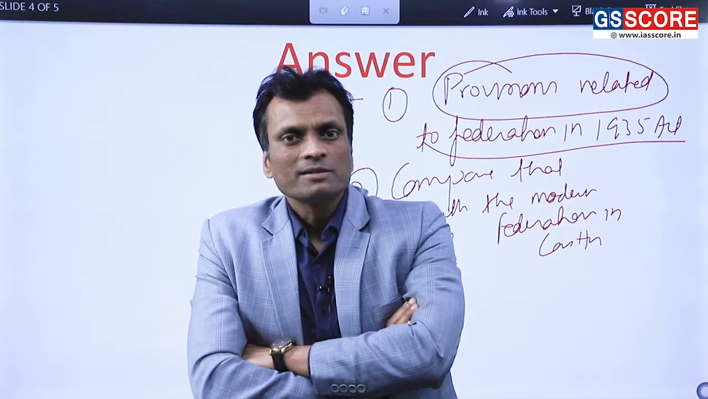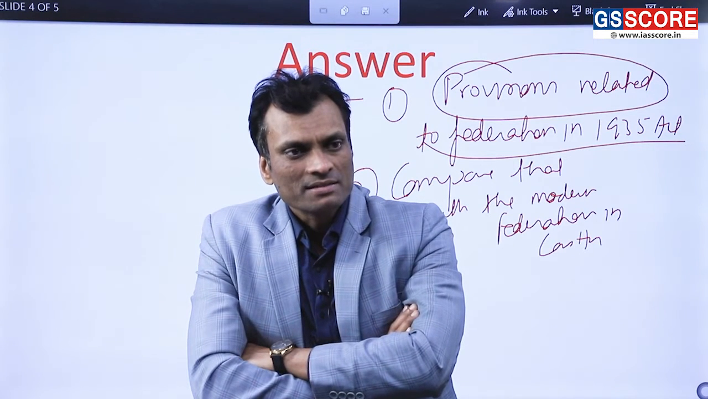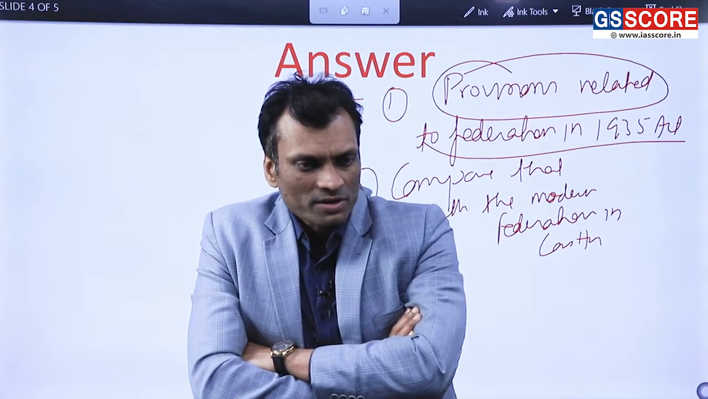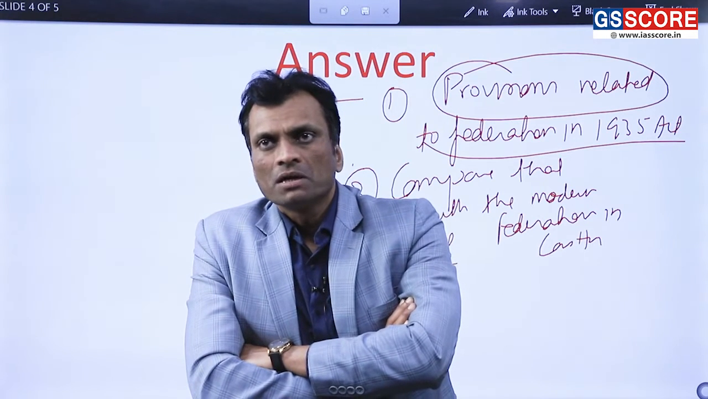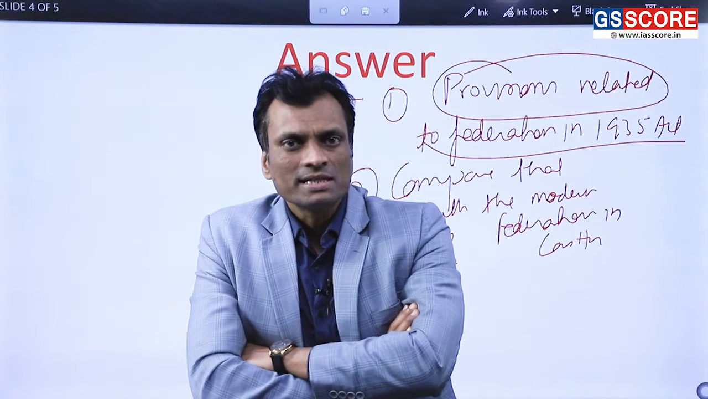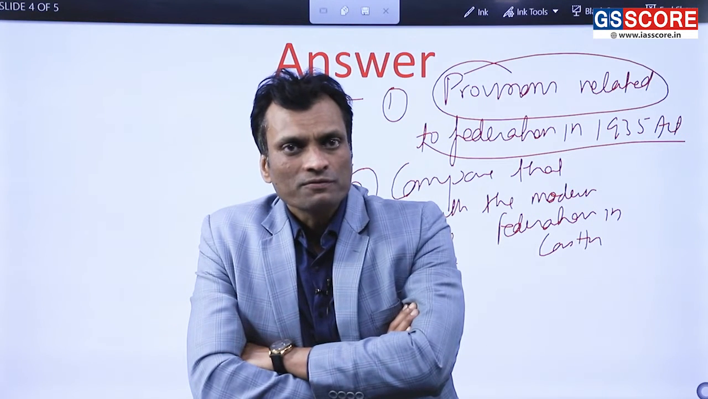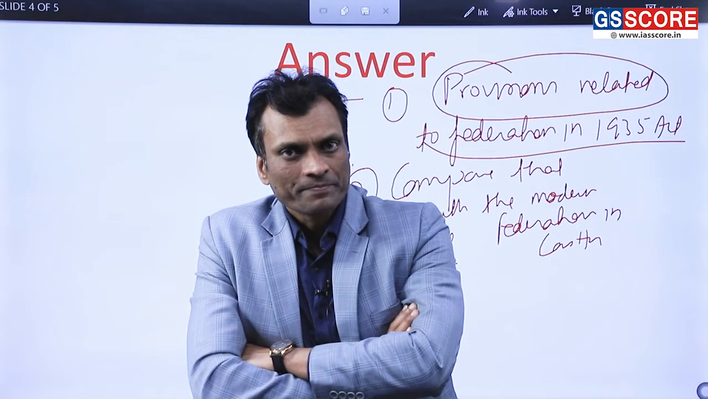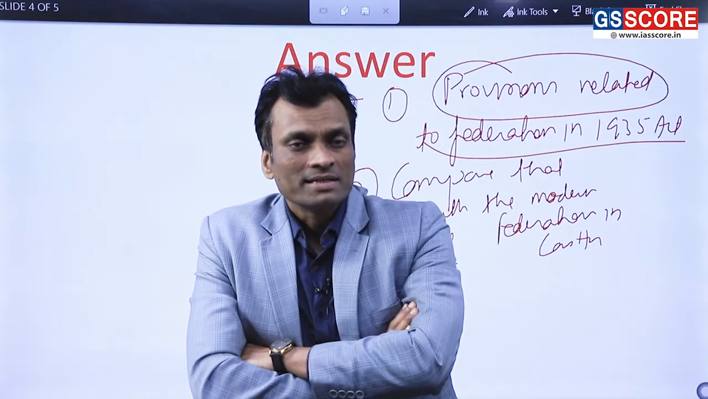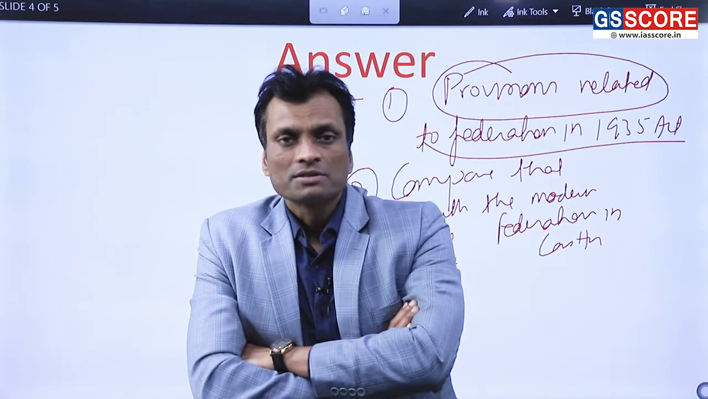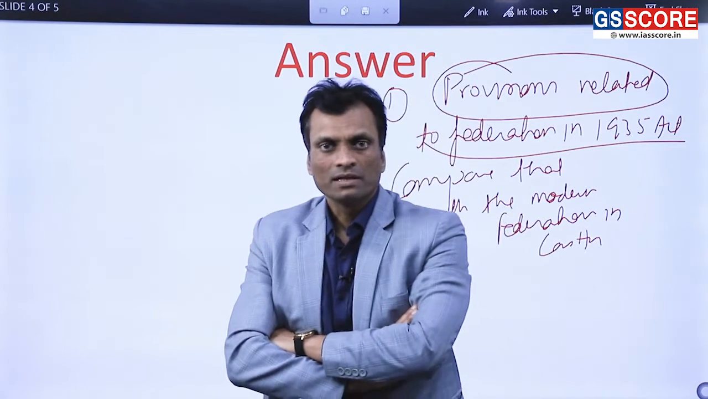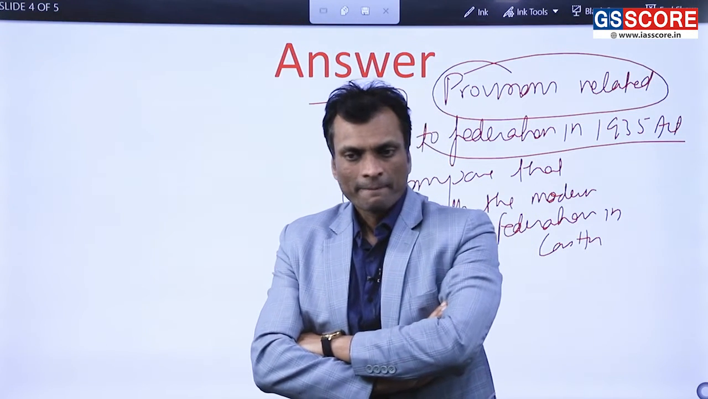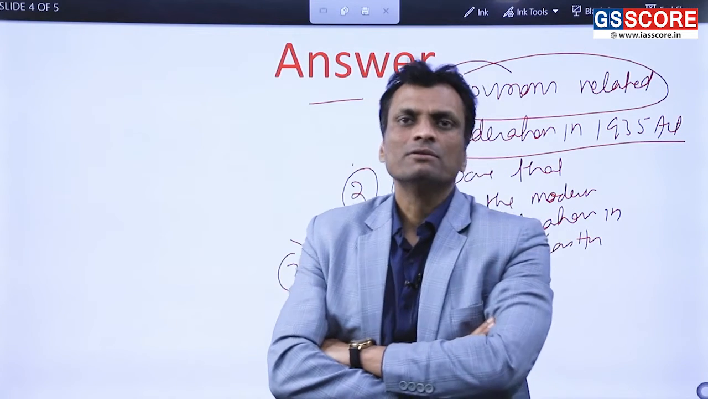The federal provision of the 1935 Act has residuary powers in the hands of the Governor General. So much so that even for the discussion of federal issues and state issues, permission of the Viceroy, the Governor General, was necessary. Without the permission, even discussion was not allowed, because tremendous power was retained in the hands of the Viceroy.